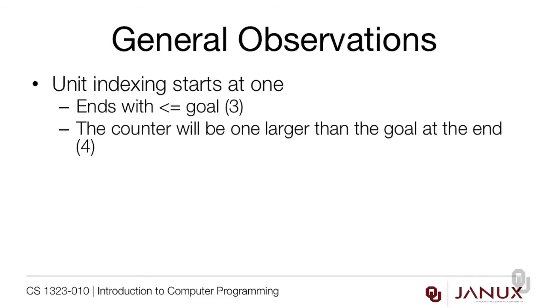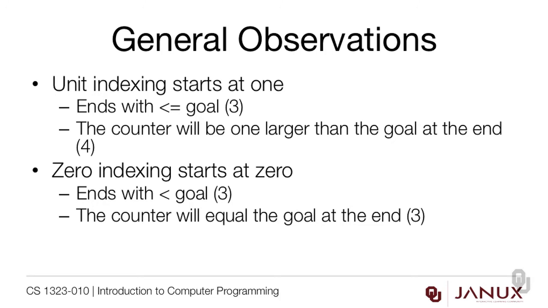So here are some general observations. Unit indexing starts at 1. Remember, when we use the word unit in the mathematics sense, it means 1. It ends with less than or equal to the goal, which in this case was 3. But when you end, the counter is going to be 1 larger than the goal. And that can be a problem sometimes. Sometimes we want to use those counters later, and having them a little bit too large doesn't help.